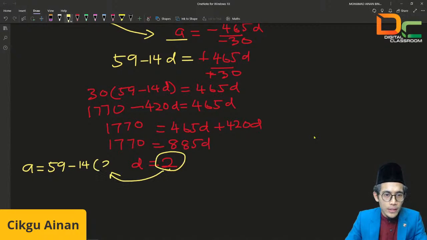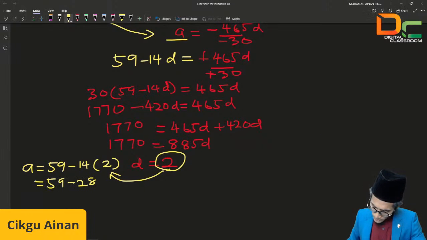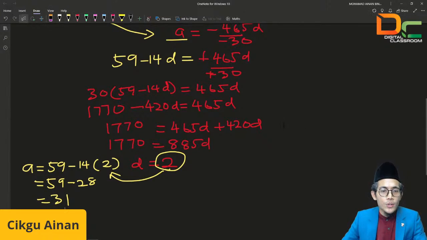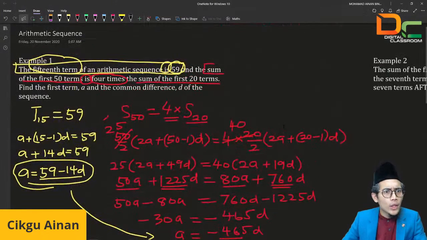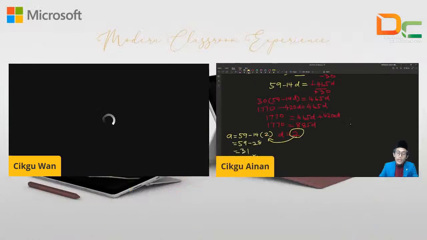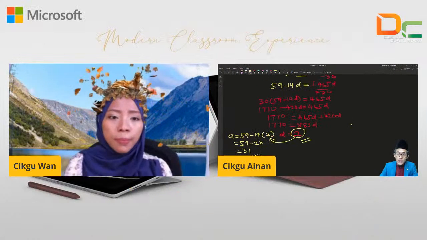Over here. Bring it over there. So 59 minus how much? 28. So 59 minus 28 is 31. Okay, 31. Hopefully that's the answer. Oh yes, that is. Find the first term A and the common difference. So the first term is 31, and then the common difference is 2.